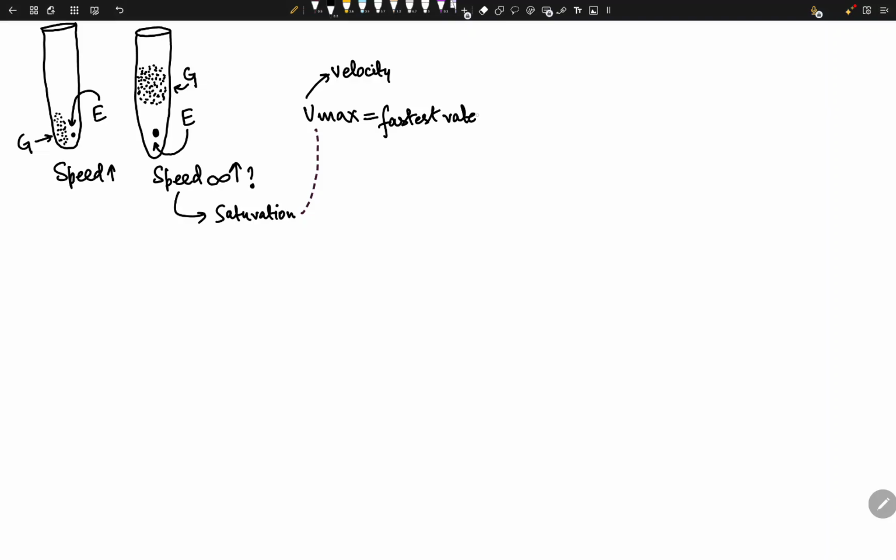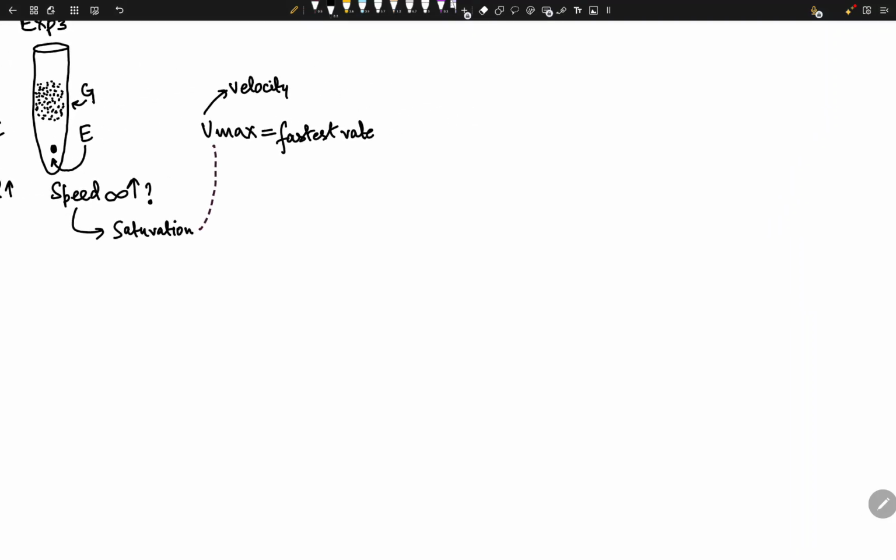rate at which the enzyme can work. Now, at which enzyme can work when every enzyme molecule is occupied by the substrate, right? When the enzyme is saturated, or I should say, in other words, at maximum speed, what's the maximum speed of the enzyme? When the enzyme is saturated, right?